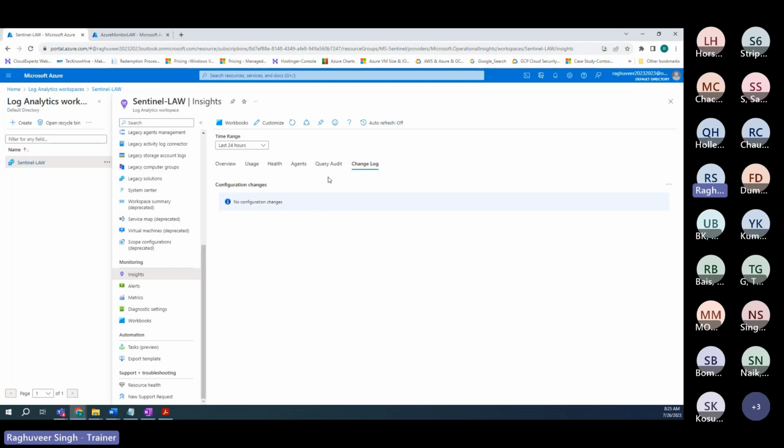So this information is now very much available, and you can also select the time frame here, and accordingly you can get the information. But the best practice is to always keep it at the last 24 hours, so you will always know how this service has been working in the last 24 hours.